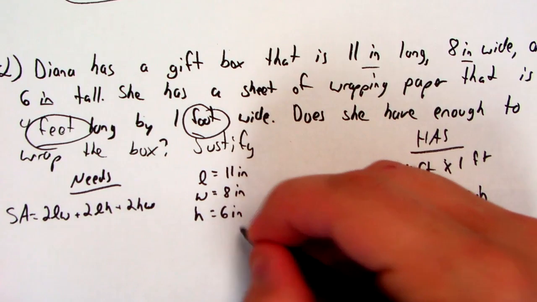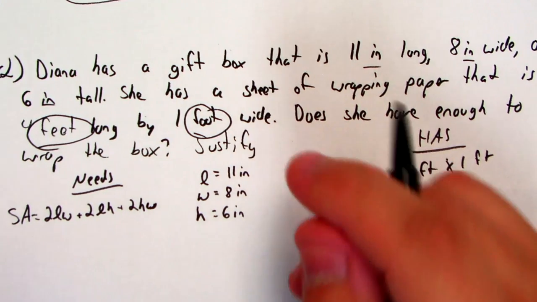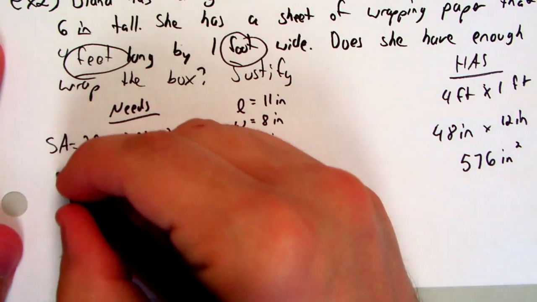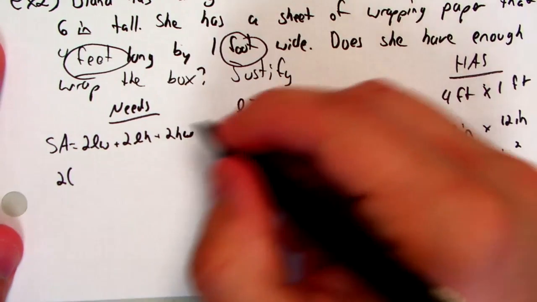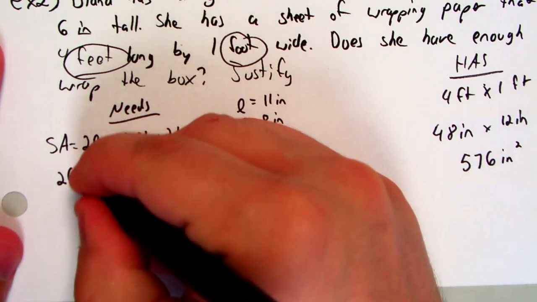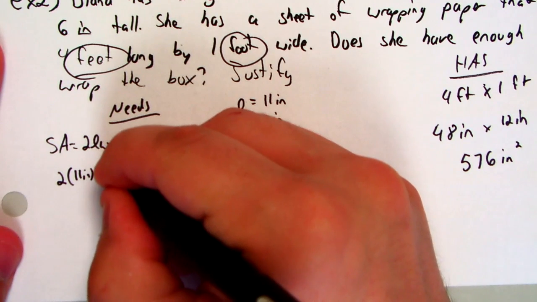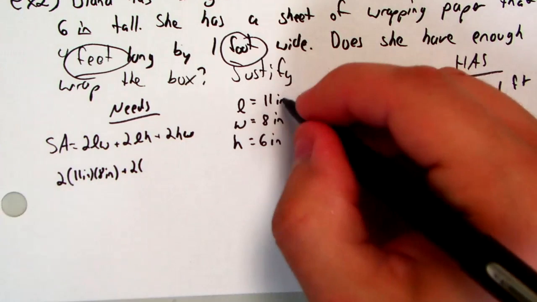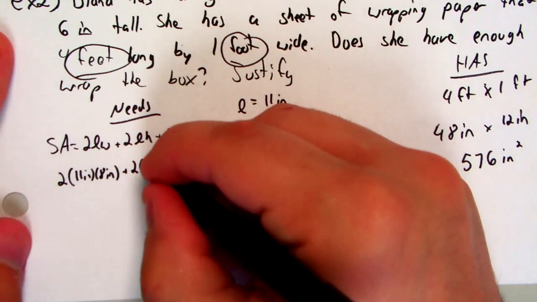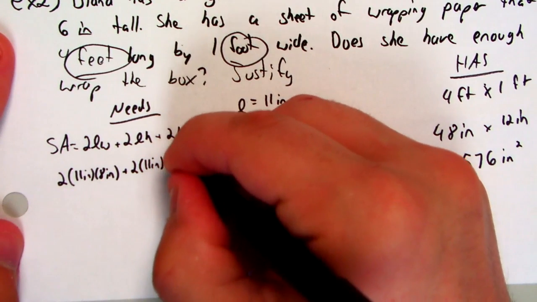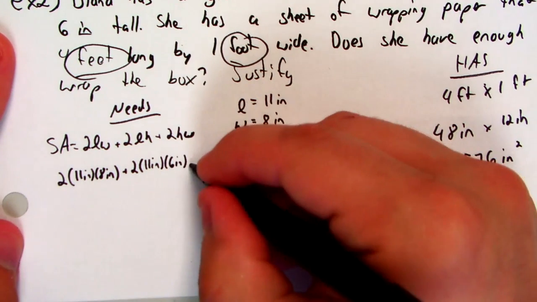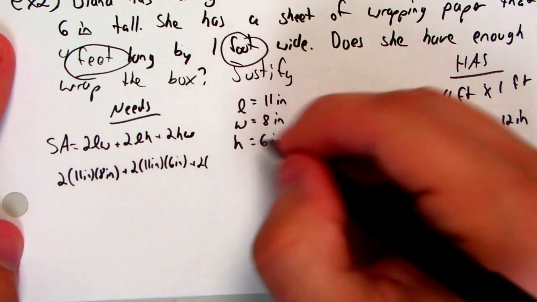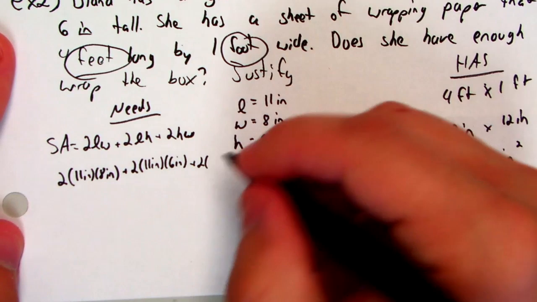Start substituting. The length is 11, the width is 8. Next one, the length again is 11 and the height is 6. And the height and width now are going to be 6 and 8. So we have 6 inches and 8 inches.